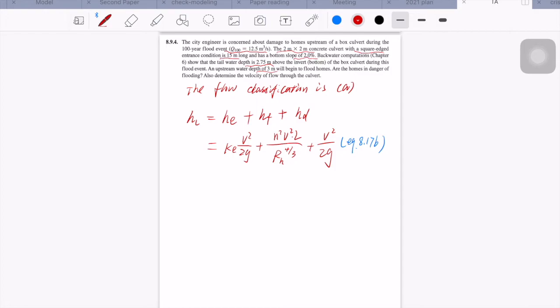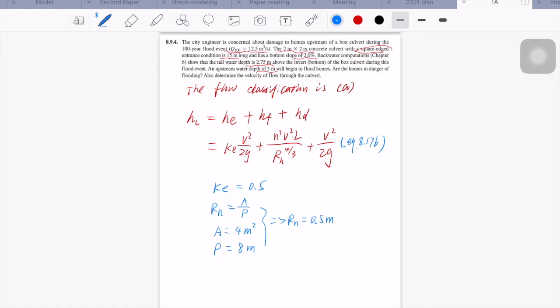And for a square-edged entry, we know the Ke should be equal to 0.5. And we know the Rh, hydraulic radius, equals A over P. From the problem, we know A equals 4 square meters, and for the culvert flowing full, the P, the wetted perimeter, equals 8 meters for this problem. So we can determine Rh equals 0.5 meter.